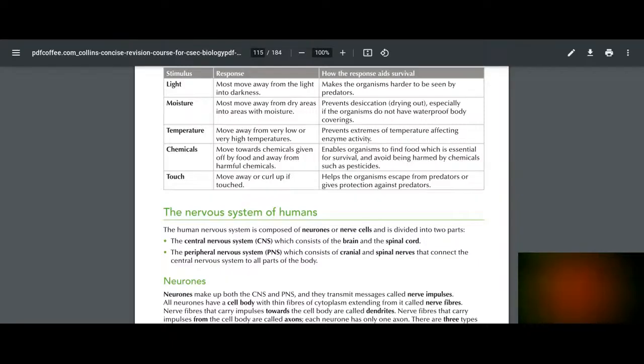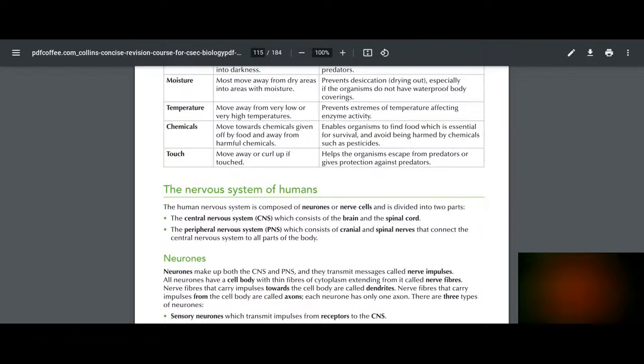Chemicals: move towards chemicals given off by body and away from harmful chemicals. This enables organisms to find food, which is essential for survival, and avoid being harmed by chemicals such as pesticides. Then touch: move or curl up when touched, which helps the organism escape from predators or gives protection against predators.